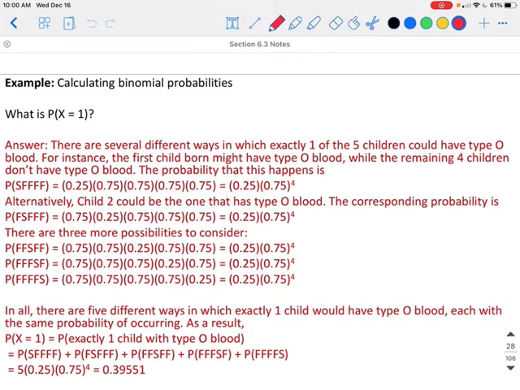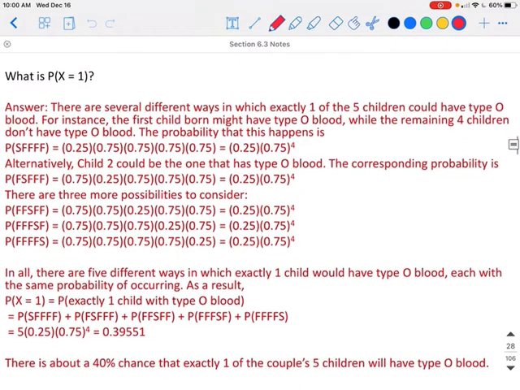So the probability that there's exactly one child that has type O blood is the probability that the first child has type O blood plus the probability the second one has type O blood plus the 3rd, 4th, or 5th. Or we can write this as 5 times the probability that they have 1 type O blood person and 4 who are not. So 5 times 0.25 times 0.75 to the 4th power, which will give us about 40%. So there is about a 40% chance that exactly one of the couple's 5 children will have type O blood.